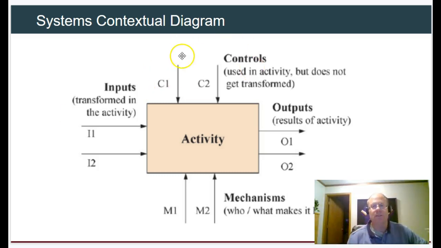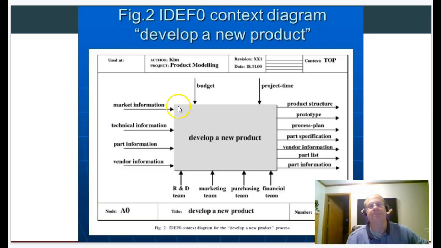You have your controls and you have your mechanisms or the resources that allow this activity to happen. But if you do not have any outputs over here, you have to ask the question, why is this activity even being done? And that's a decision that you need to make and probably not do it anymore. So let's take a look at some of the subcomponents of this system.